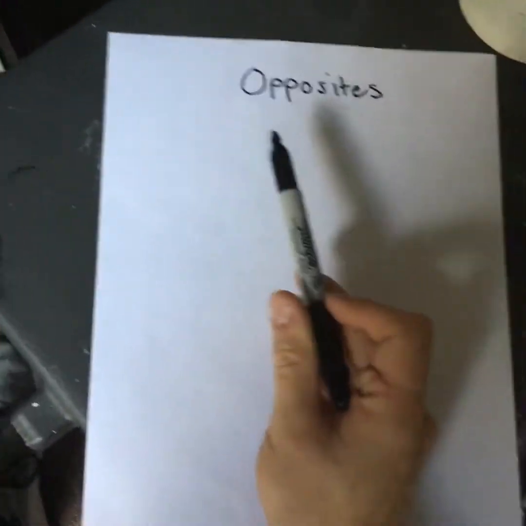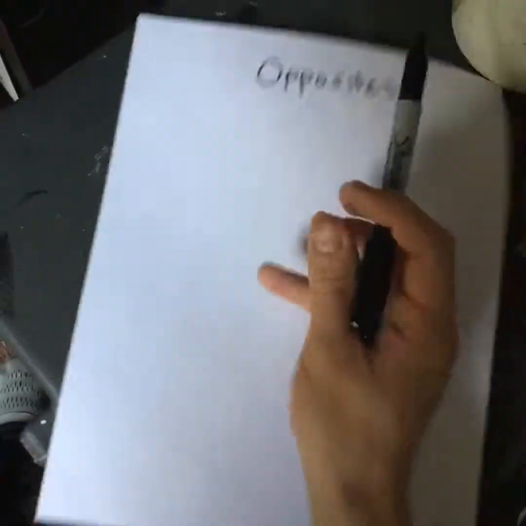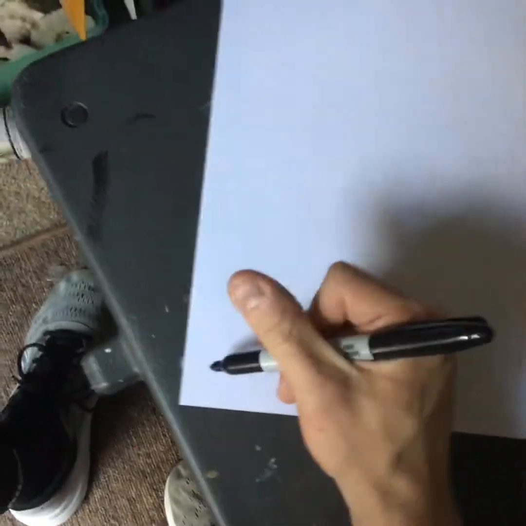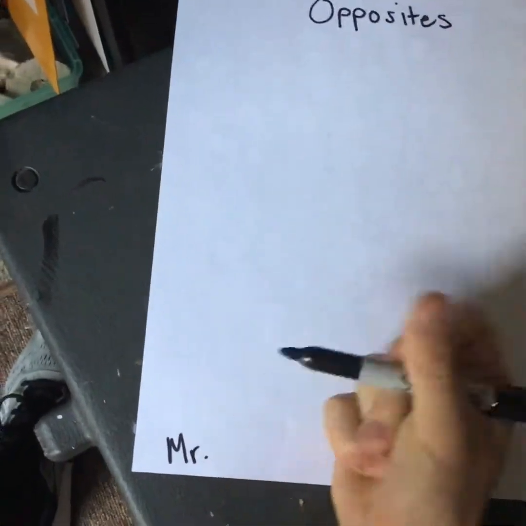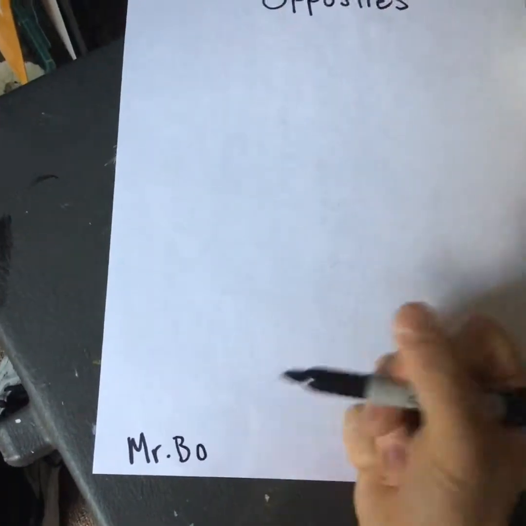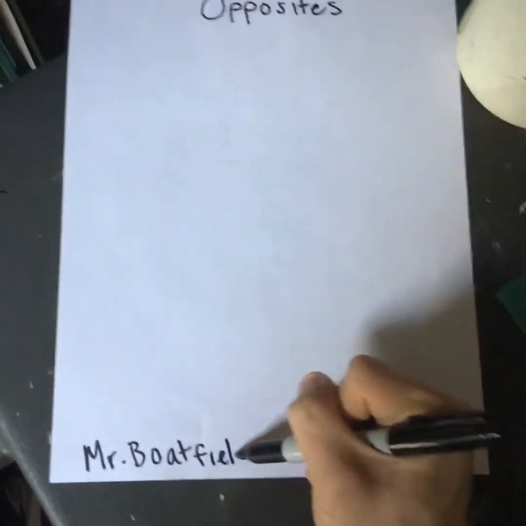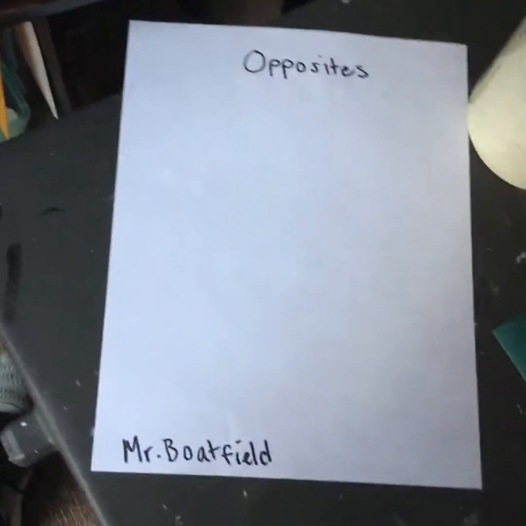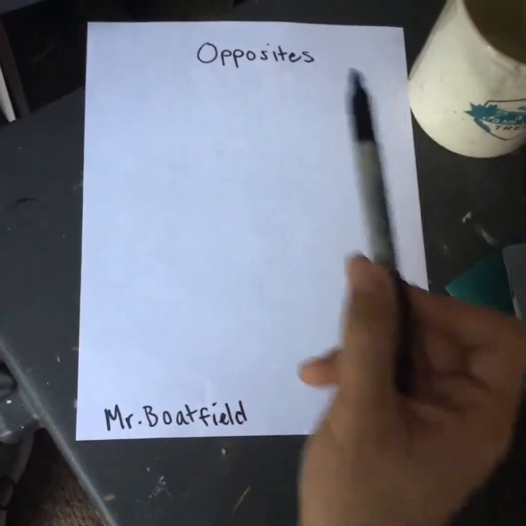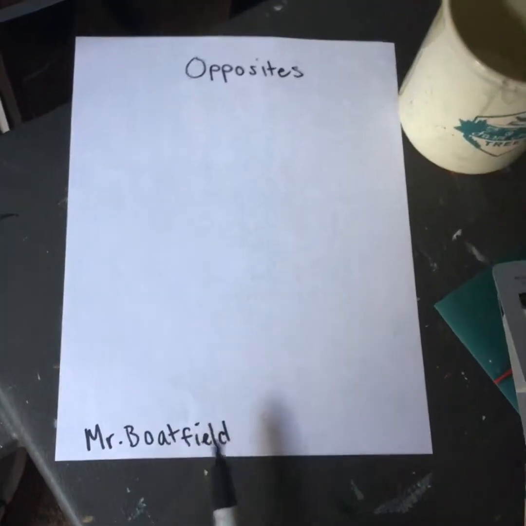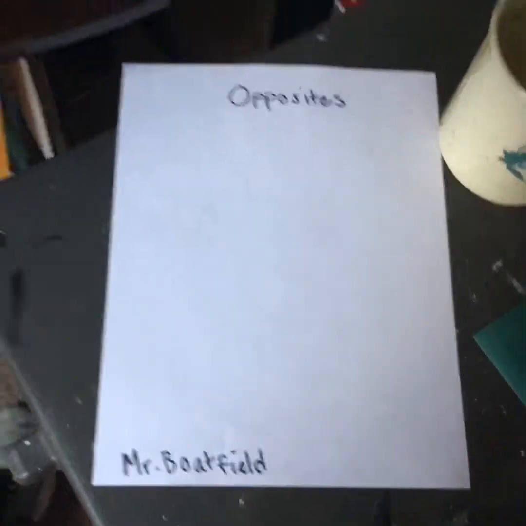You're also going to need to write opposites at the top and then also write your name at the bottom. If you're working with more than one person, go ahead and write all of those people at the bottom now, and then we'll get started. Go ahead and give me a thumbs up once you have opposites on the top, and then either you or all the people in your group at the bottom.